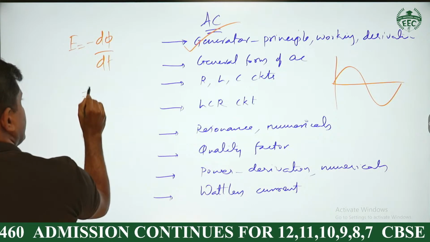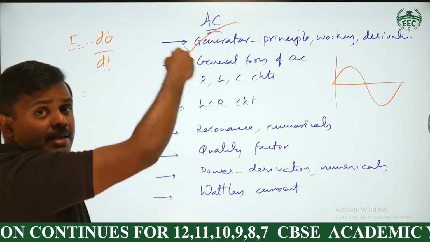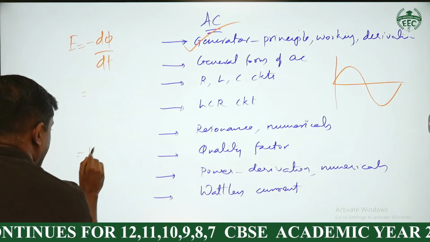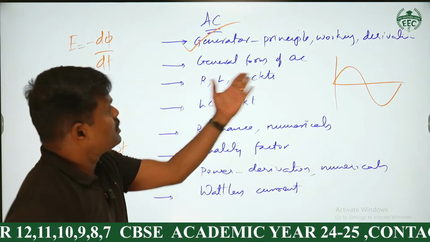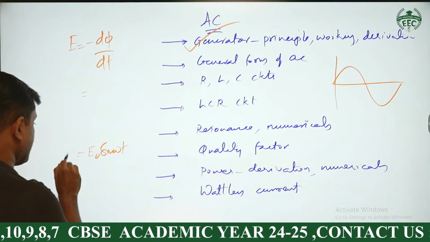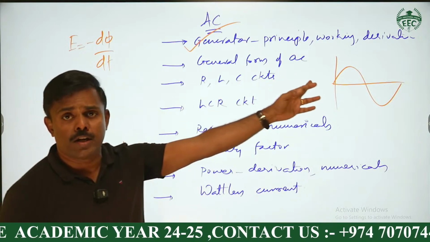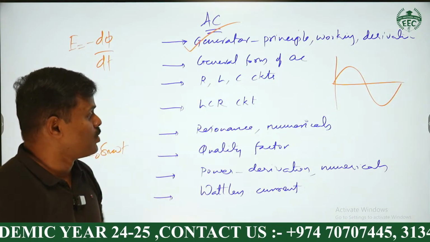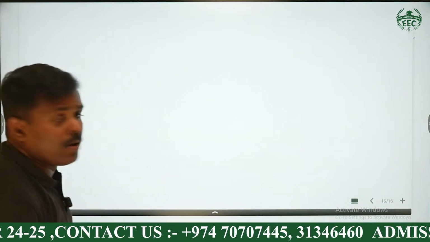You start off from Faraday's law, then put phi value as NAB cos theta. In the end, you get E0 sin omega t. That is what you do. Then, you know, general form of AC, which I already wrote: E is equal to E0 sin omega t. Then LCR circuits, resonance, quality factor, power, wattless current. I'll do them now. Look at this.